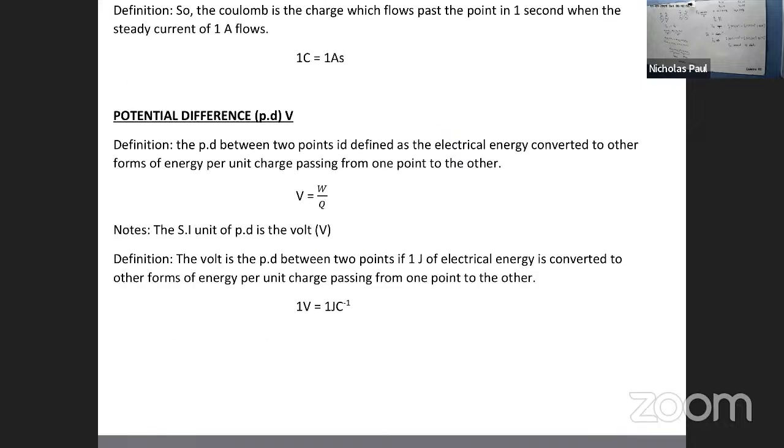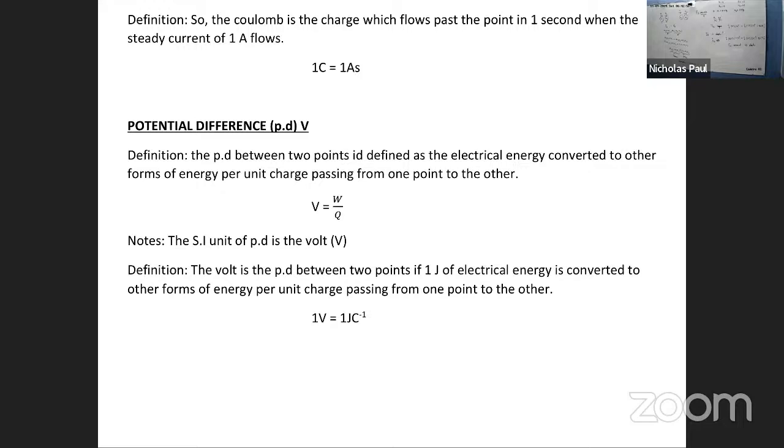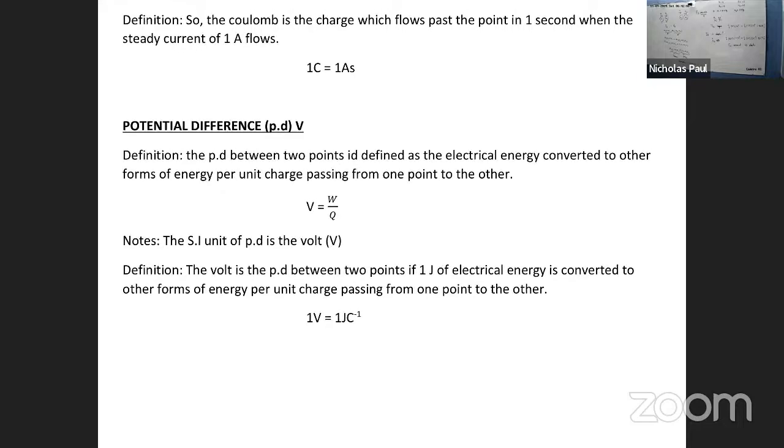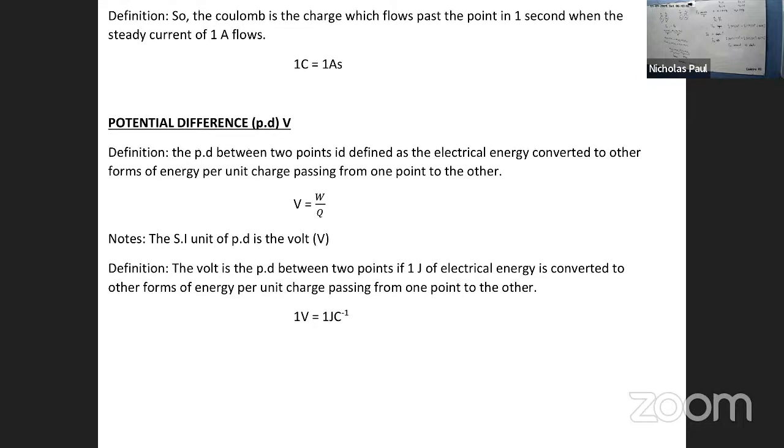Potential difference, SI unit is V. The potential difference between two points is defined, very important, underline if you can, as when electrical energy is converted to other forms per unit charge. Electrical energy converted to other forms per unit charge.